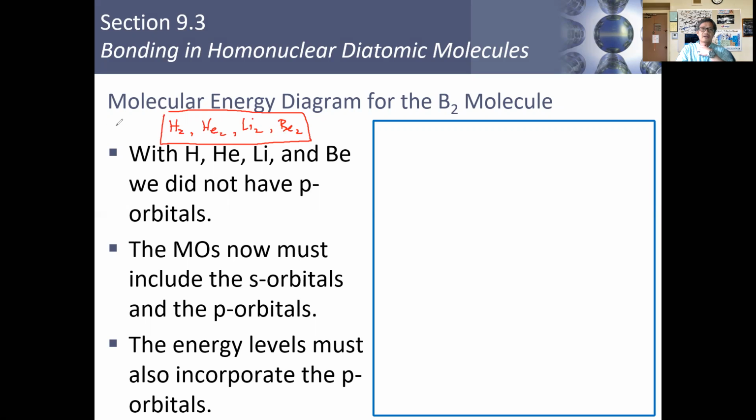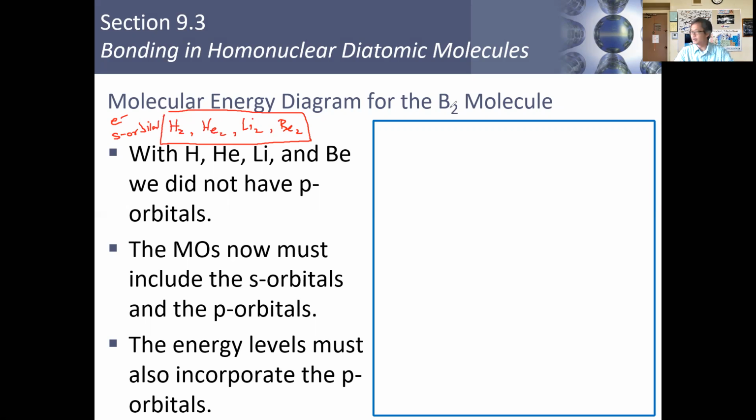But what all these have in common is that all these molecules, and the atoms that comprise them, have electrons only in the s orbital. So we only have s electrons in the s orbitals for all of these atoms.